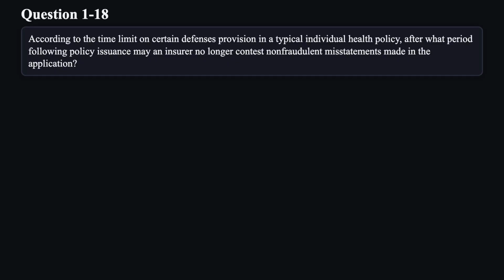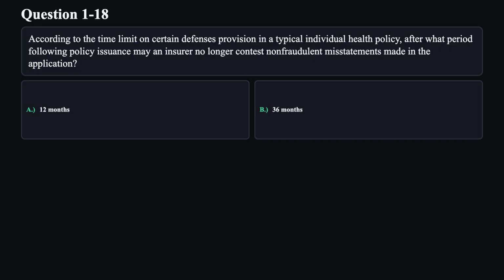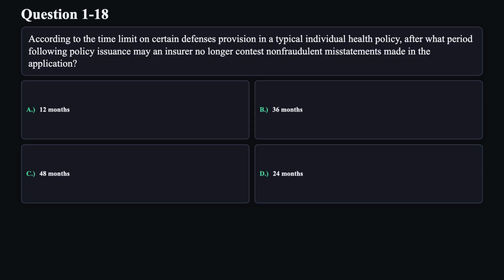Question 18. According to the time limit on certain defenses provision in a typical individual health policy, after what period following policy issuance may an insurer no longer contest non-fraudulent misstatements made in the application? A. 12 months. B. 36 months. C. 48 months. D. 24 months.